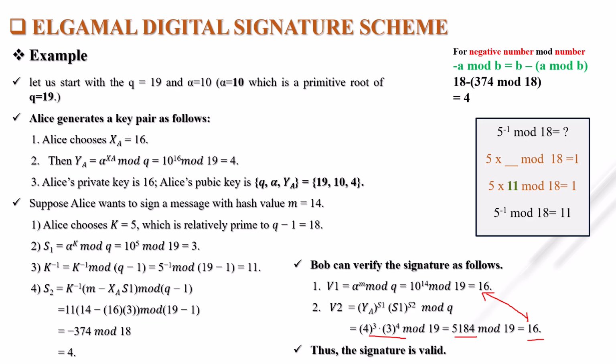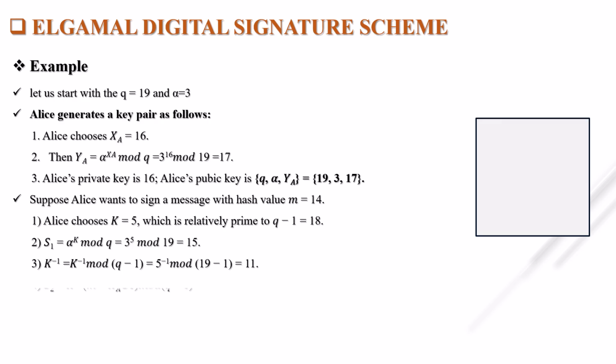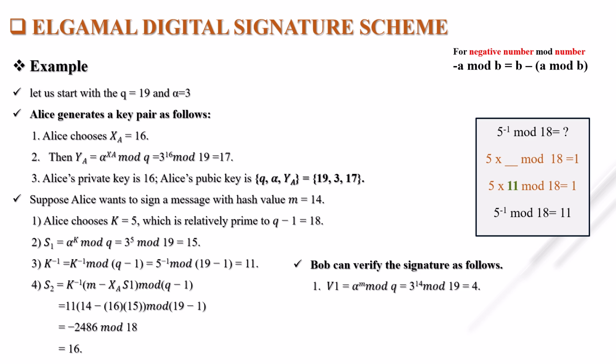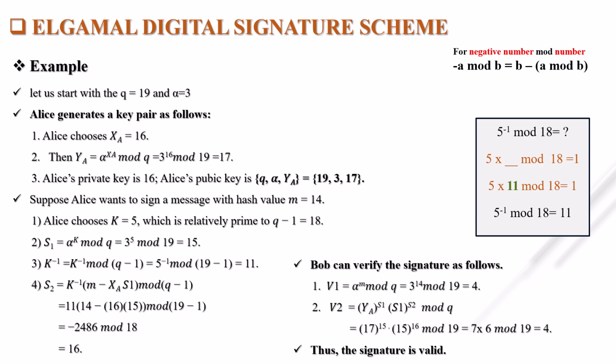Let's take another example. Only one minor change I will make. Let's see. Here is the minor change, that is alpha is equal to 3. Okay, that is also a primitive root of 19. You can calculate accordingly as we discussed previously. Okay, and check whether the answer is valid or not.